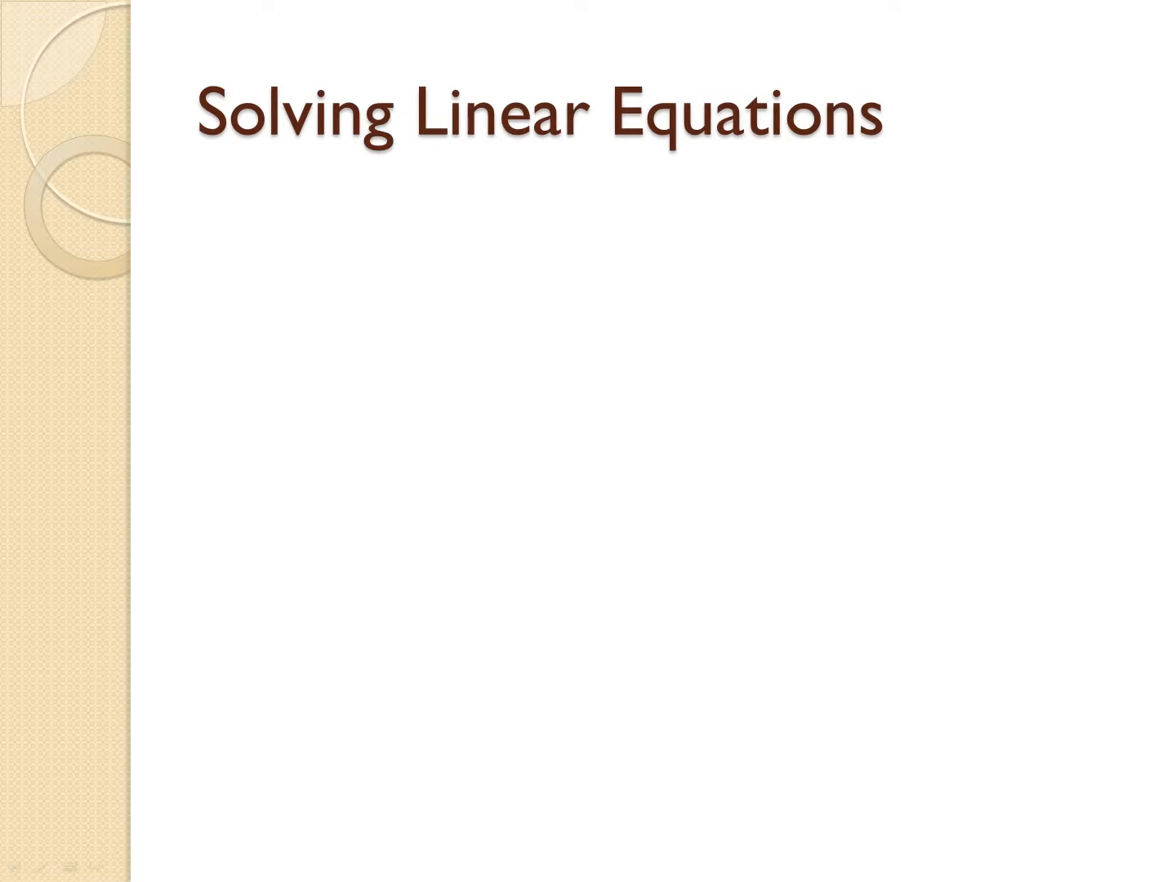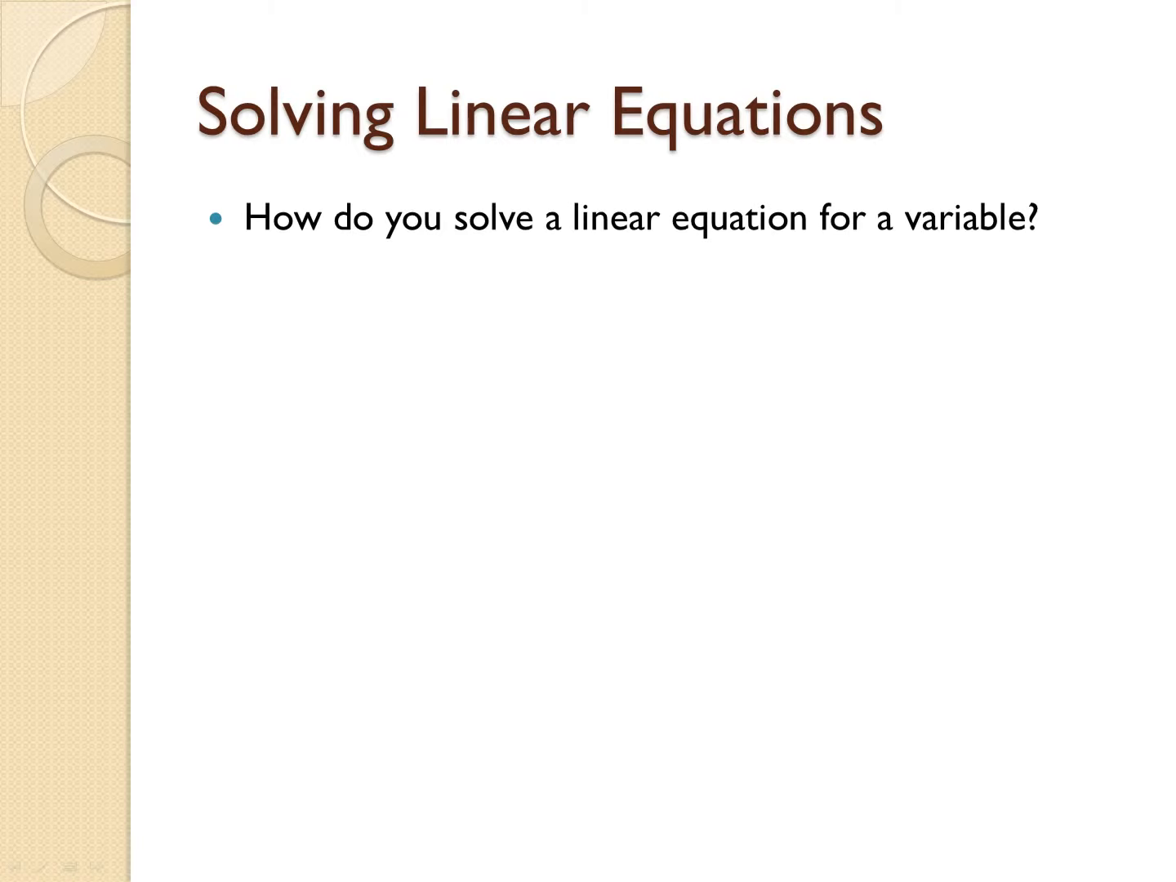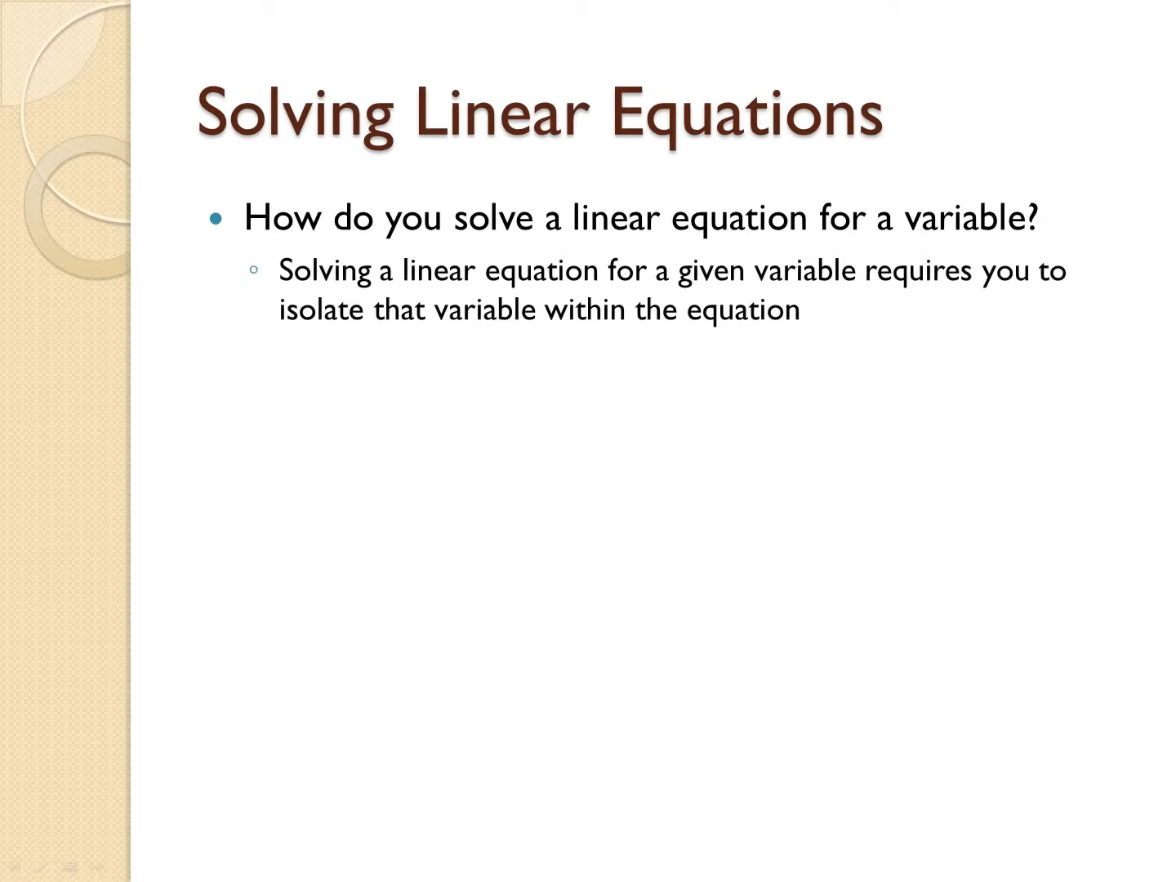Before we look at our example problem, I'd like to take a few seconds of your time to answer the question: how do you solve a linear equation for a variable? Well, in essence, the process of solving a linear equation for a variable means that you are going to express the linear equation in terms of a single variable. So, the very first thing you need to do in order to solve a linear equation is to isolate that variable that you are solving for within your equation.